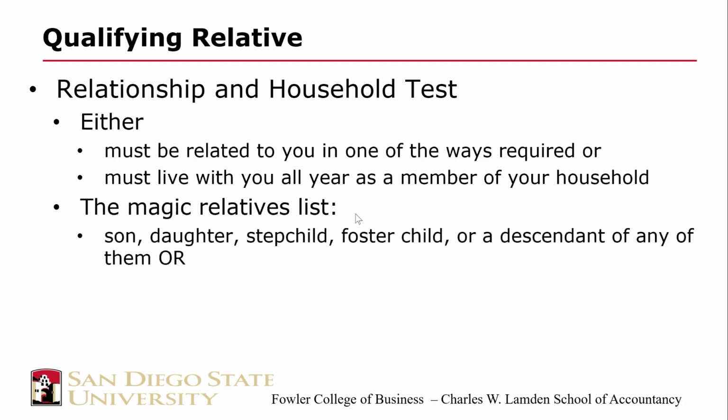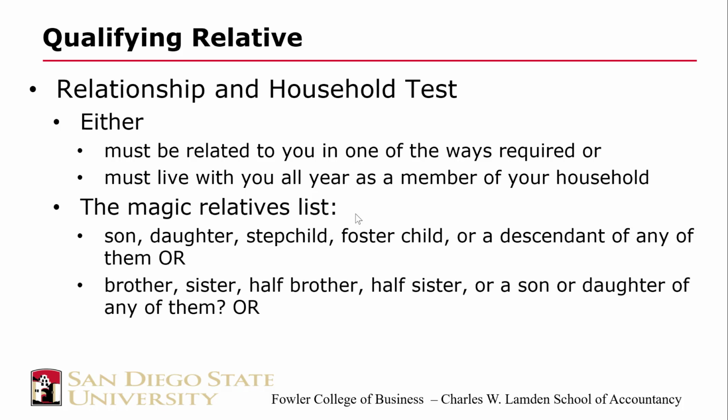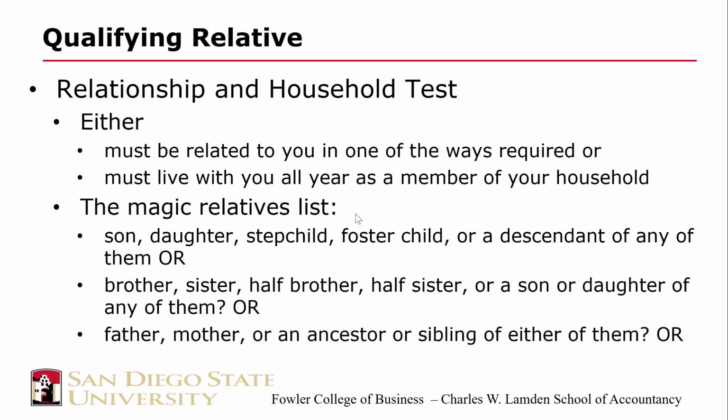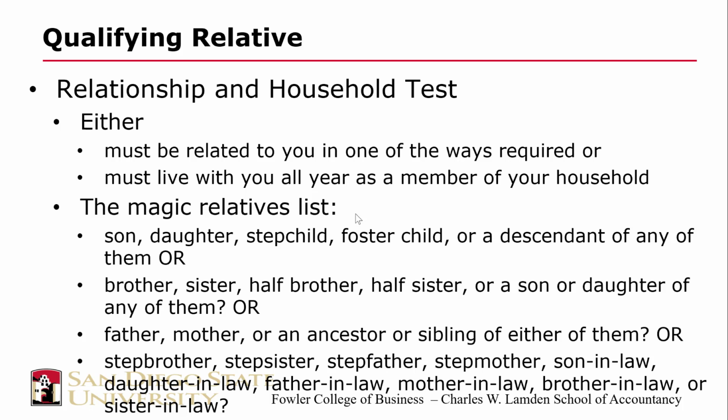Son, daughter, stepchild, foster child, descendant of any of them, or brother, sister, half-brother, half-sister, or a son or daughter of any of them, or father, mother, or an ancestor or sibling of either of them. Okay, boom, that just expanded the list. Remember, qualifying child, we never looked above the taxpayer. Qualifying relative, we can now look above the taxpayer.